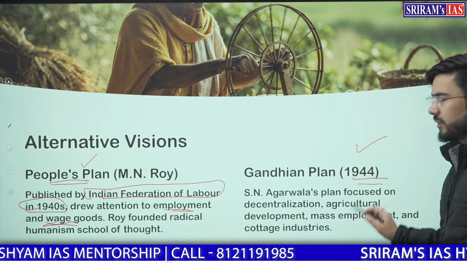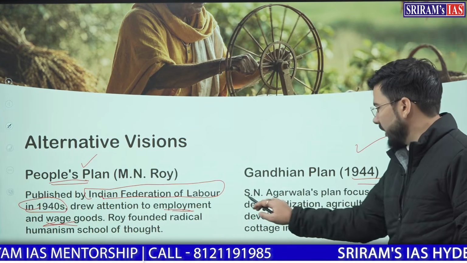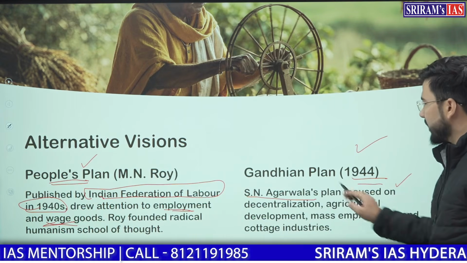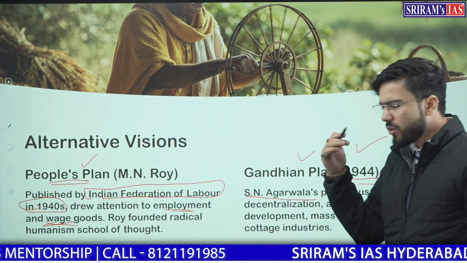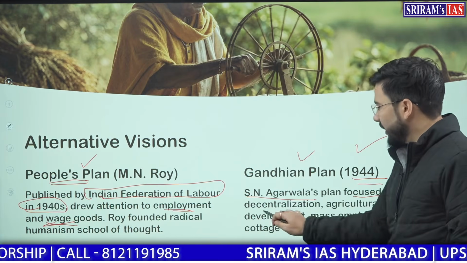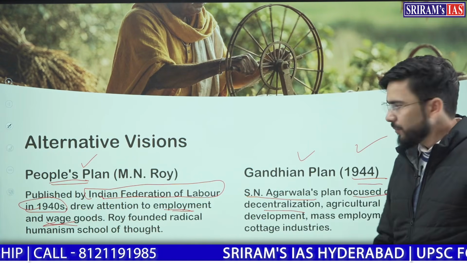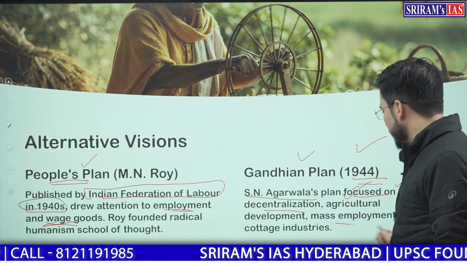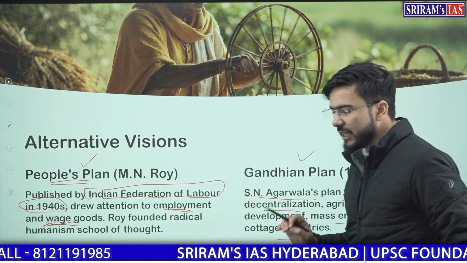Post this, in 1944, S.N. Agarwal came up with a plan named the Gandhian Plan. Why? Because it was inspired by the Gandhian ideology of village economics. He talks about decentralization in terms of economy. He talks about agricultural development, mass employment and cottage industry.